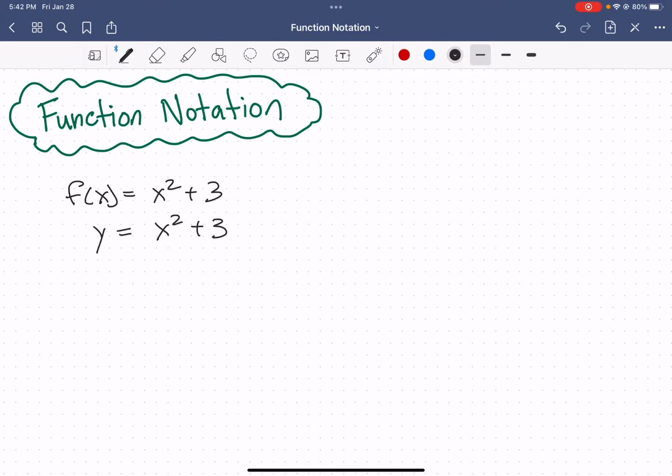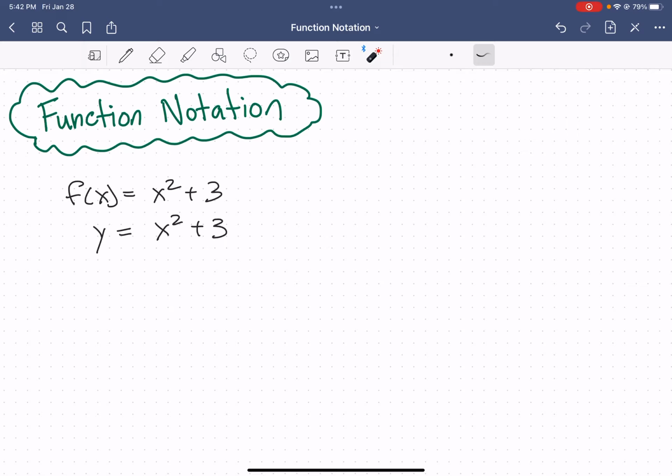So we read this as f of x. It doesn't mean f times x. It's just another way of saying y. So why don't we just say y? The reason we use f of x instead of y is because f of x allows us to draw attention to the relationship in our function. It tells us that the input for our function is x. It tells us that's what's going into our function.